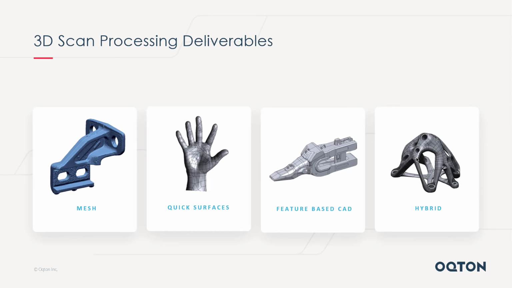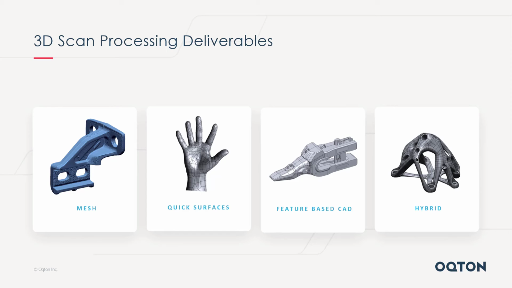The next one is quick surfaces. Maybe I want to run a CNC toolpath across this. Well, most CNC software will not run toolpaths across mesh surfaces, but they will off of non-uniform rational B-splines, or NURB surfaces. So we can wrap those quick surfaces around a mesh and then take it over to CNC software and output a toolpath to be able to cut that hand, right?